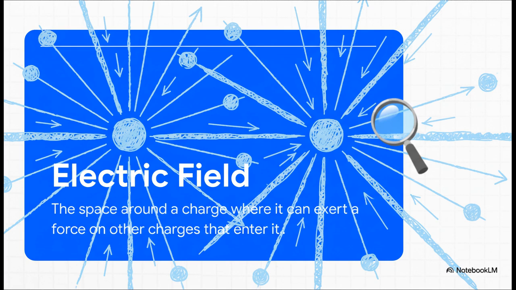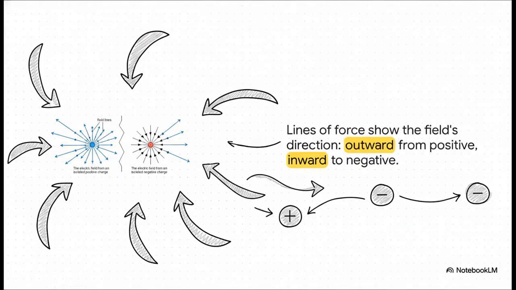Instead, what it does is it changes the very fabric of the space around it. It creates this invisible field of influence. Then, if any other charge wanders into that space, it feels a force from the field itself. And to help us see this invisible field, we draw these imaginary lines of force. The rule is easy. The lines always show the direction a positive charge would get pushed, so they point away from positive charges and straight towards negative charges.